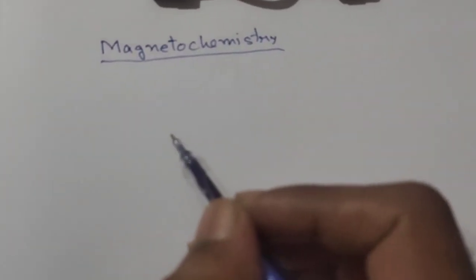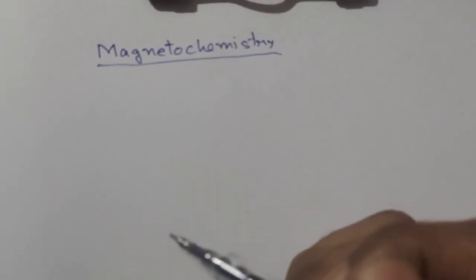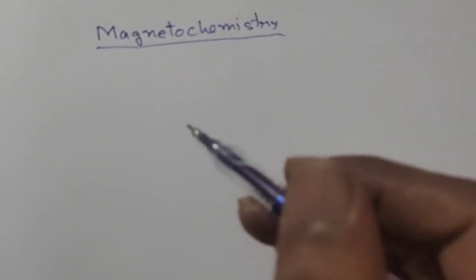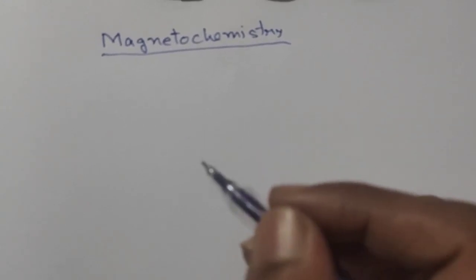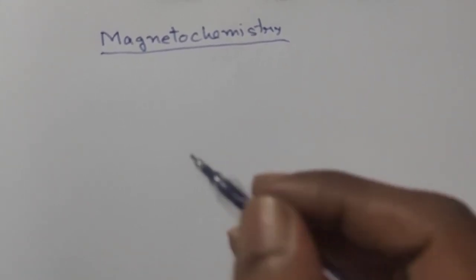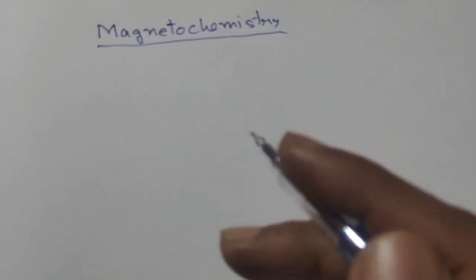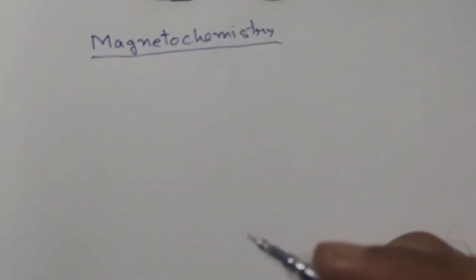Hello guys, today we will be discussing magnetochemistry. It is apparently a very complicated topic due to the derivation of its many complicated equations. So I will try to break it down as simply as possible so that you won't have any problem solving any questions of any university or for any competitive exams like CSIR or GATE.